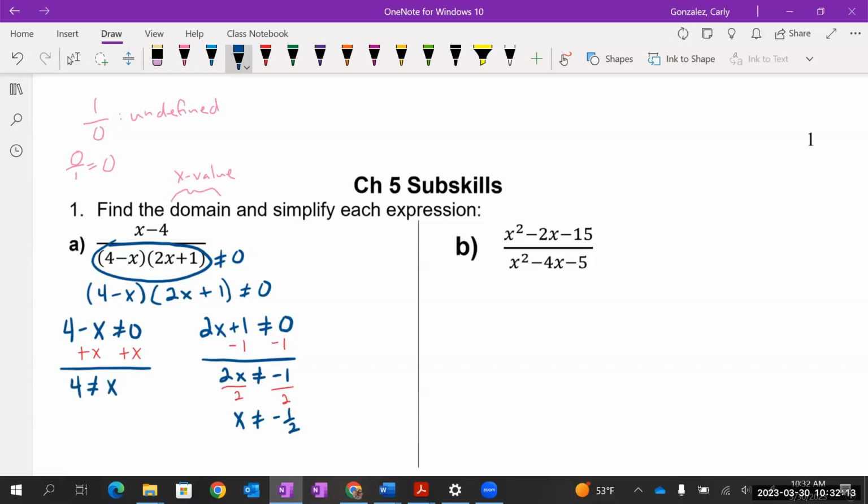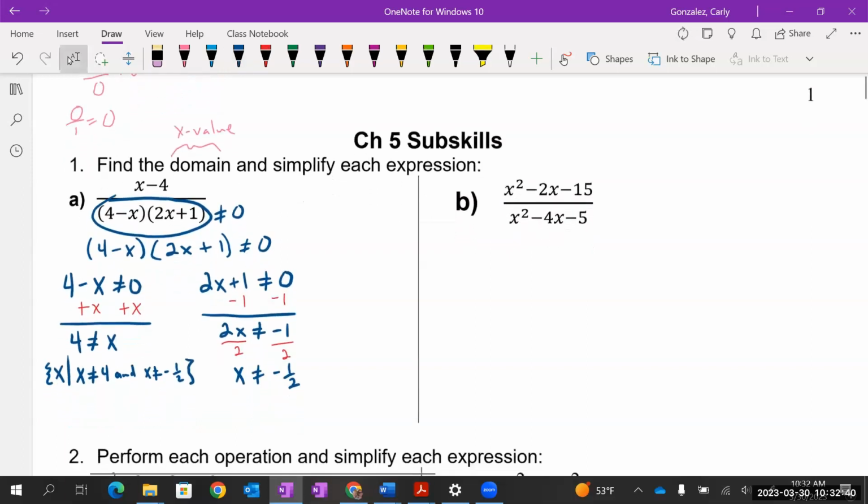So now our domain is all x values such that x cannot equal 4 and x cannot equal negative 1/2. So all other x values are allowed. Next, we also need to simplify this expression.